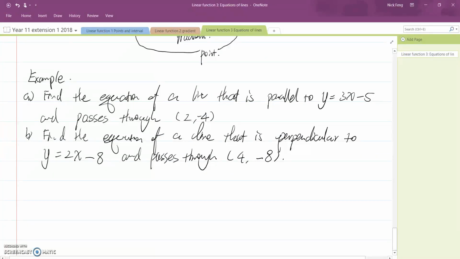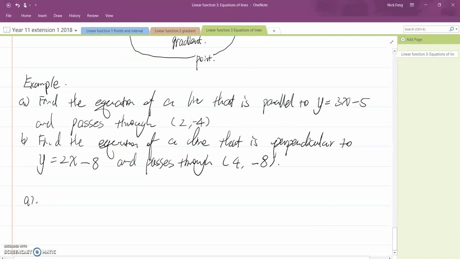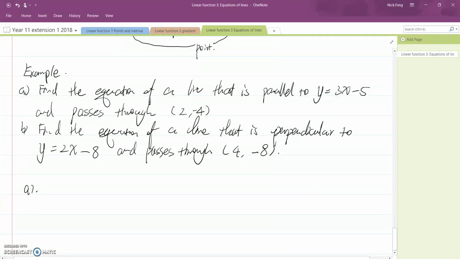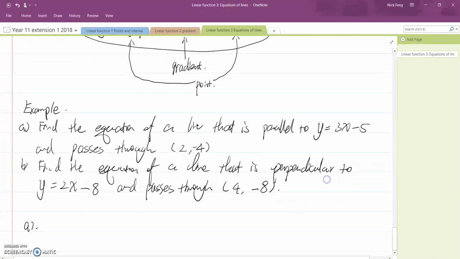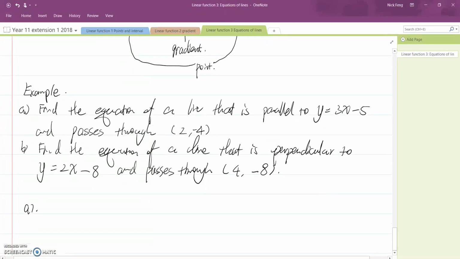Okay, all right, so let's take a look at these two separate examples. First one, now we want to find the equation of a line that is parallel to 3x minus 5 and passes through 2 and negative 4. Do remember, to find the equation of a line you only need two things. One is a point, the other one is the gradient. Do we have the point in this case? Yes, we do, because we know the line we're looking for has to pass through 2, negative 4. So that is actually your point. That is x1, that's y1.